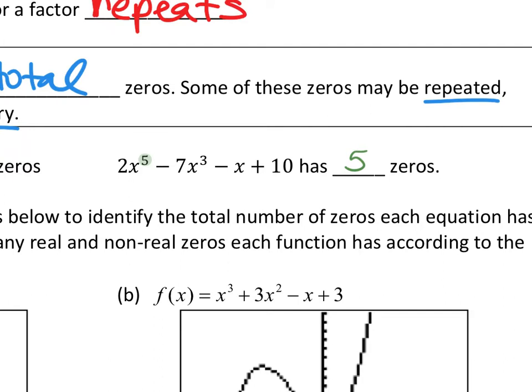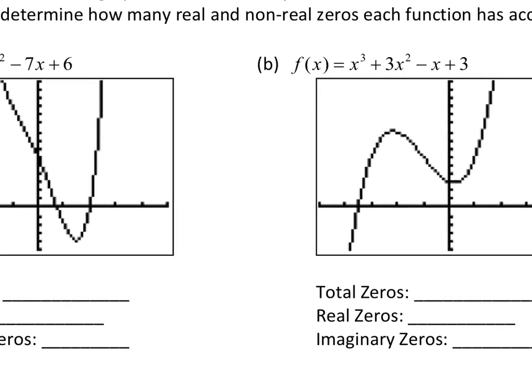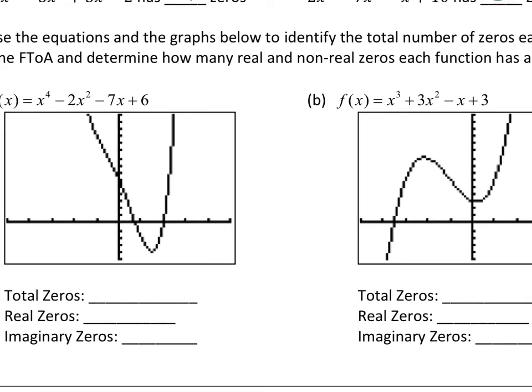But we can use the fundamental theorem of algebra to very quickly determine what type of zeros I'm going to find for different polynomials. So let's say we have these graphs, and we want to use the equations and graphs to identify the total number of zeros in each equation according to the fundamental theorem of algebra. Remember, that's the degree of the polynomial. And determine how many real and how many non-real.